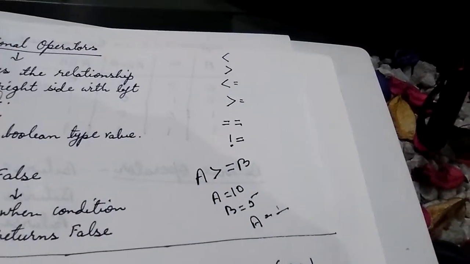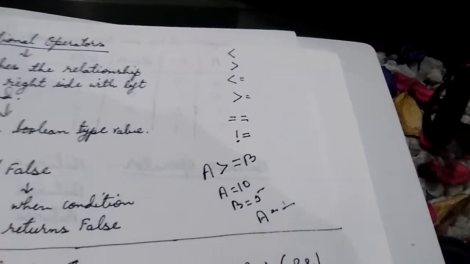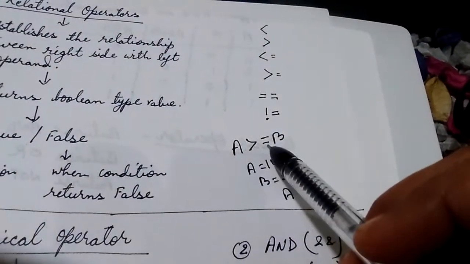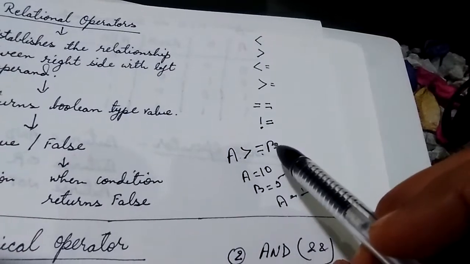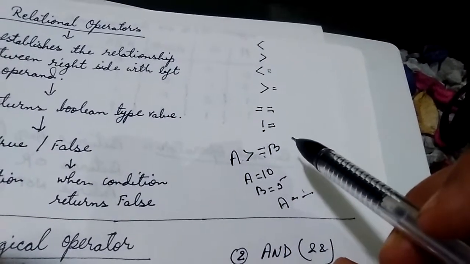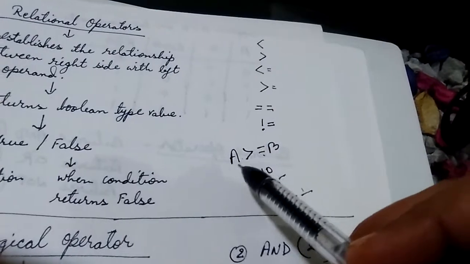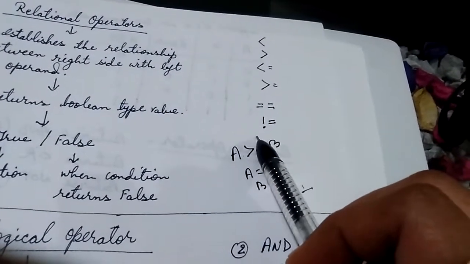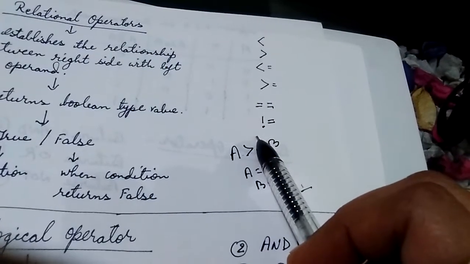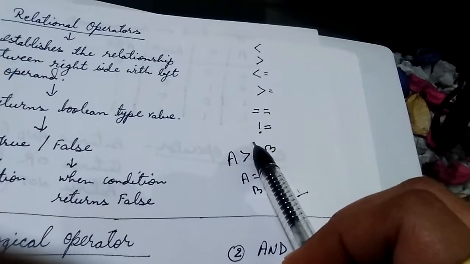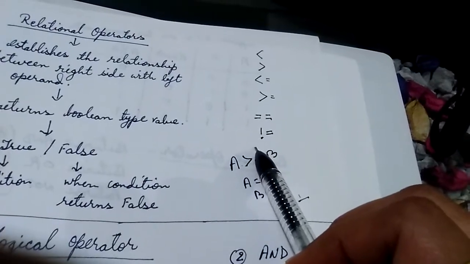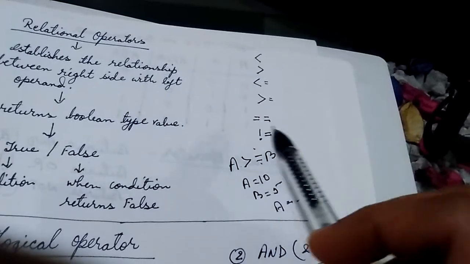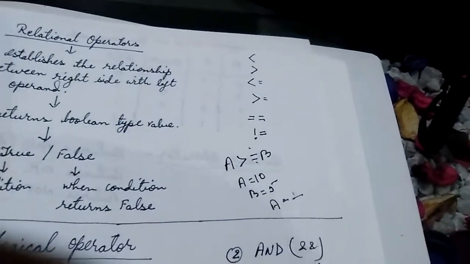Now 5 is greater than B? No. But 5 is equal to B? Yes. So since there are two conditions checked, it will get one more chance to do the iteration. So this is the difference between greater than and greater than equal to. If there is no equal to, then when A is 5 and B is 5, that time the condition would have returned false. But because of this equal to, we are getting one more chance to run the loop.